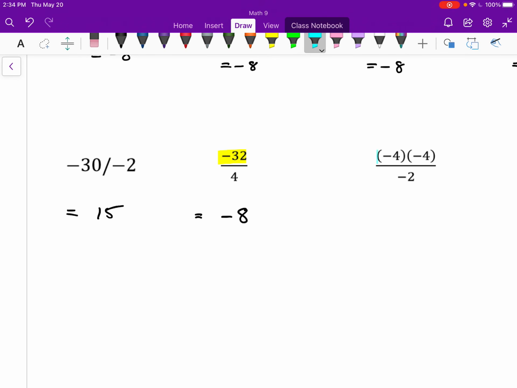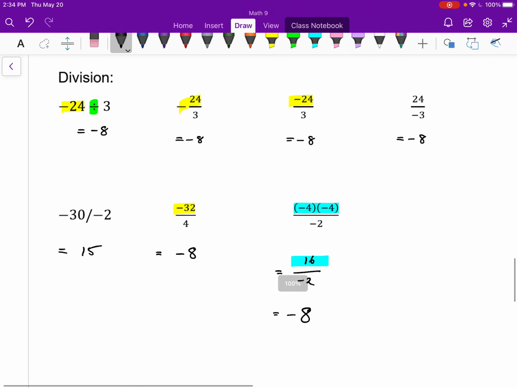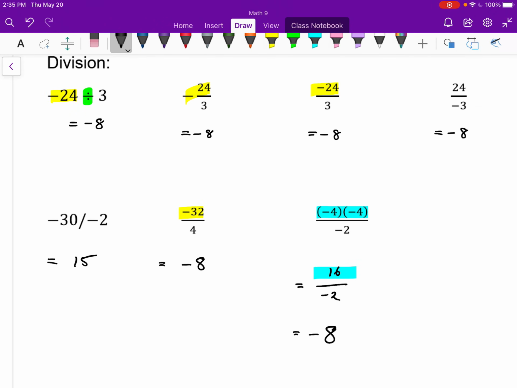And lastly, it'll take me 2 steps. First, negative 4 times negative 4, which is positive 16. But that's still being divided by negative 2. So again, 16 divided by 2 is 8. A positive divided by a negative is a negative. So hopefully this all sounds familiar. Chances are some things feel more familiar than others, but hopefully none of this actually feels new.